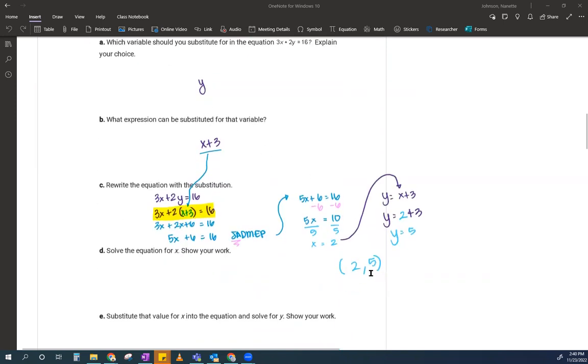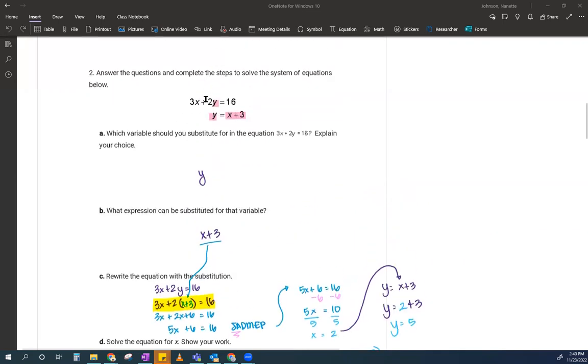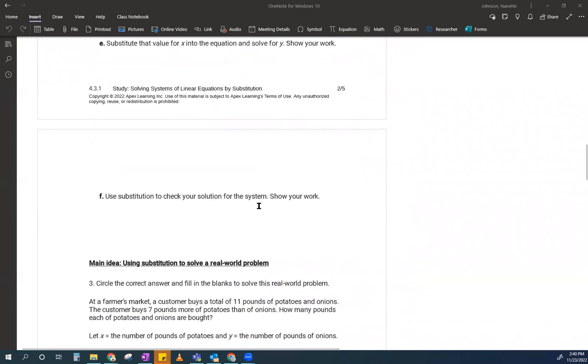So my point is (2, 5). So 3 times 2 is 6. Plus 2 times 5 is 10. 6 plus 10 is 16. Yay, I'm so happy, right? So we want to make sure that you are checking clearly.